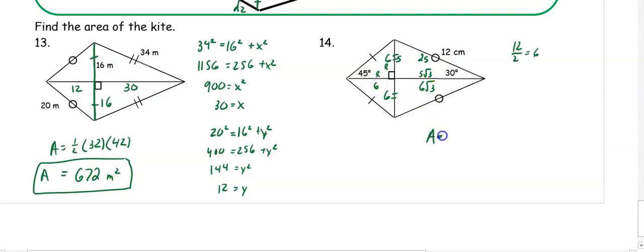So when I go to do my area, I have 1/2. The shorter diagonal is 6 plus 6, which is 12. The longer diagonal is 6 plus 6 root 3. So we know that half of 12 is 6. So we have 6 times 6 plus 6 root 3. We need to distribute that. So we get 36 plus 36 root 3 centimeters squared.